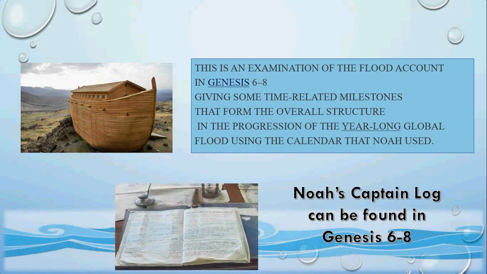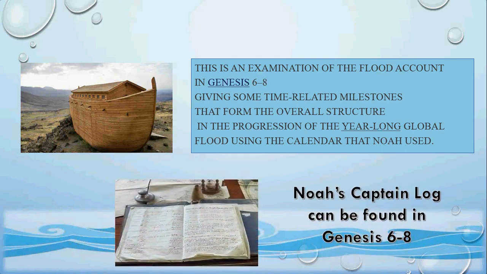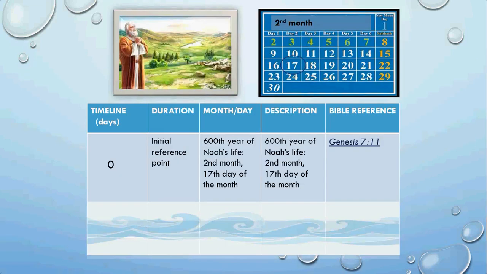And here is the captain's log of Noah, and it can be found in Genesis 6 through 8. It would be great to read his log book, but we have an accurate recording in the book of Genesis that Moses wrote down for us. So we're going to go through a chart here with the timeline, duration, month, day, description, and Bible reference. And we're starting out at the beginning.